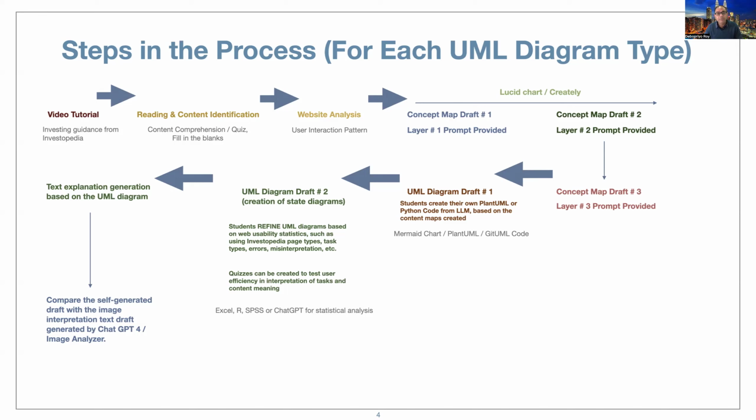You can also make a team in the class where students interact with each other, trying to explore exactly if they're on the same page in terms of the understanding of both the interface and the concept of financial investing in the first place. And so from the concept map, you move on to something like the UML diagram, draft one, and students create their own plant UML or Python code from LLM.